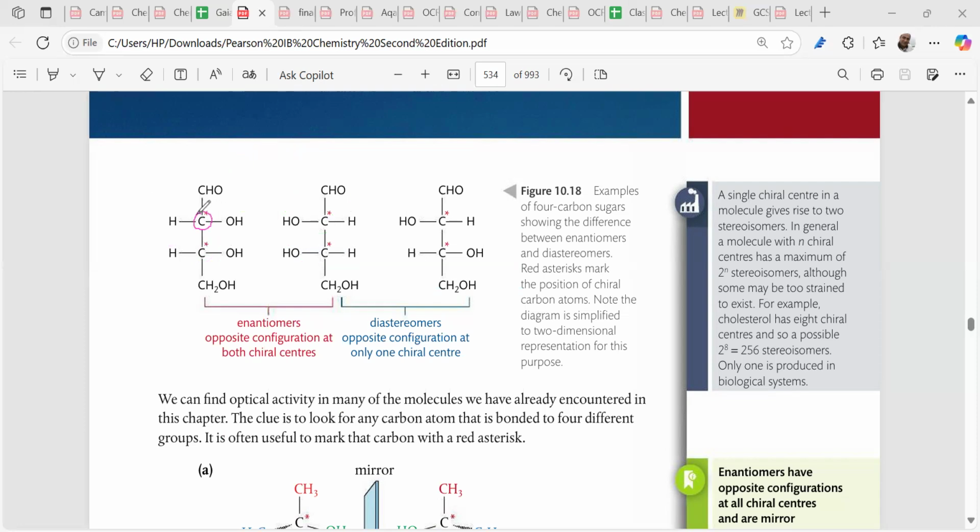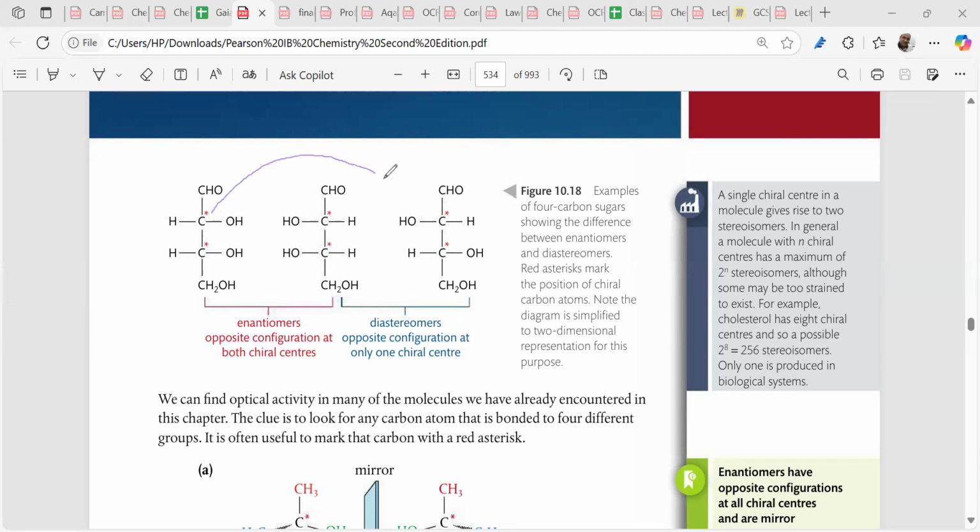Is this a chiral center? Does it have four groups? Four groups different? Yes, all four groups are different. So it is chiral. And if you have opposite configuration at each chiral center, so this molecule and this molecule will be called enantiomers. Clear? Understood?